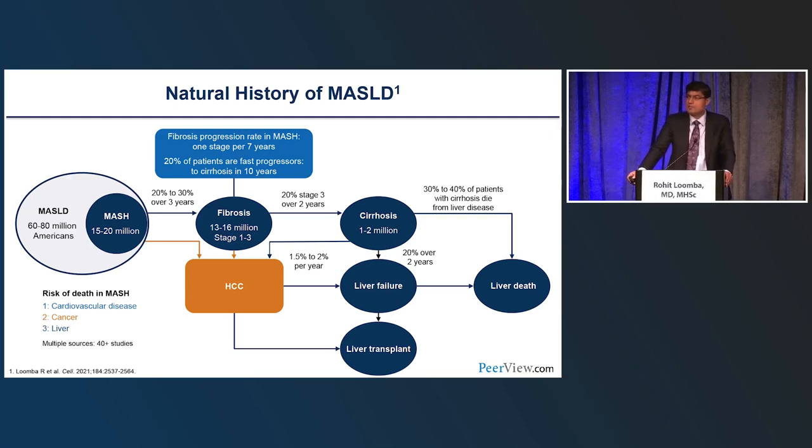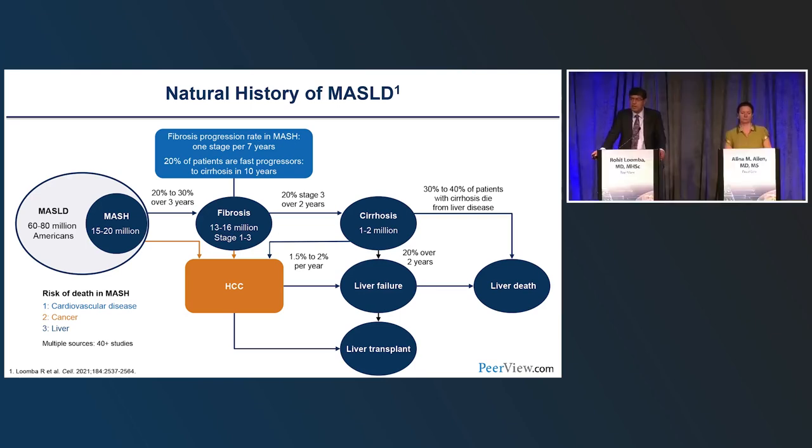What is the fibrosis progression rate in NASH? We think it's about 1 stage per 7 years. 20% of patients who have fibrosis progression may be fast progressors, and they could progress to cirrhosis within 5 to 10 years. Once you develop stage 3, 20% of patients with stage 3 could go on to develop cirrhosis in the next 2 to 3 years. Once you develop cirrhosis, that's when liver-related morbidity and mortality rises exponentially.